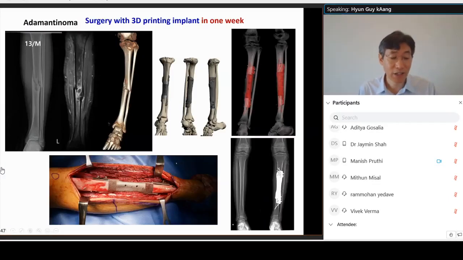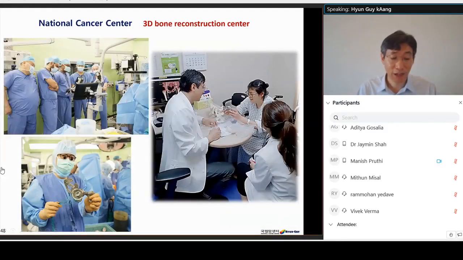This is a 13-year-old male who received a biopsy for a pathologic fracture of the tibia at a regional hospital and was transferred to me and diagnosed with adamantinoma. I performed surgery with a 3D print implant within just 1 week of the visit. 3D printing implants are now becoming one of the methods of limb salvage surgery.